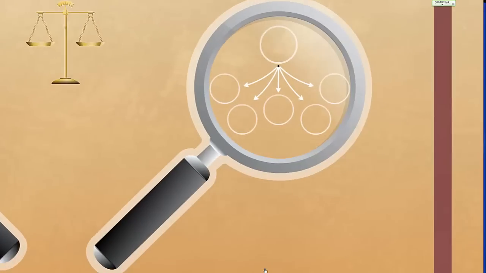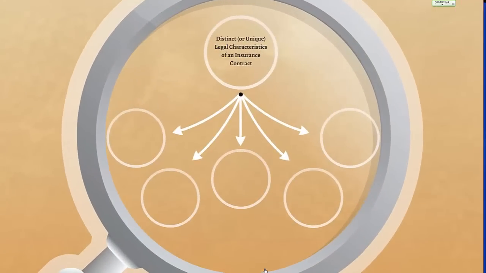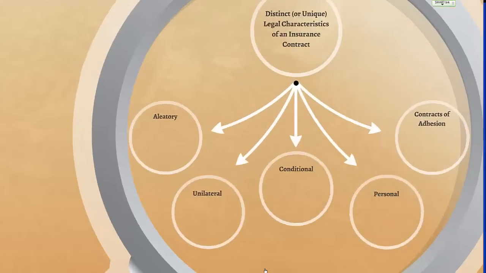Now let's look at distinct or unique legal characteristics of an insurance contract, and there are quite a few. First, the insurance contract is aleatory. Next, it's unilateral. Also, it's a conditional contract, and it's a personal contract. And finally, it's a contract of adhesion. Let's look at each of these individually.